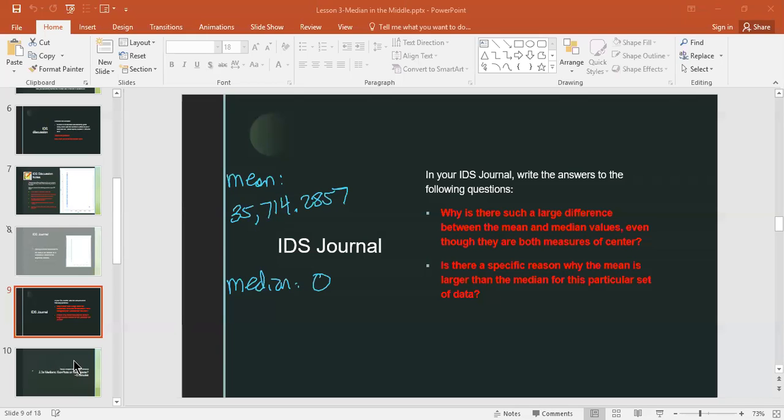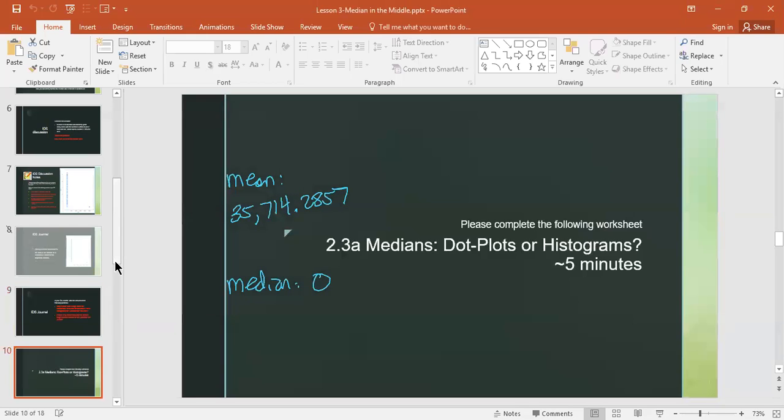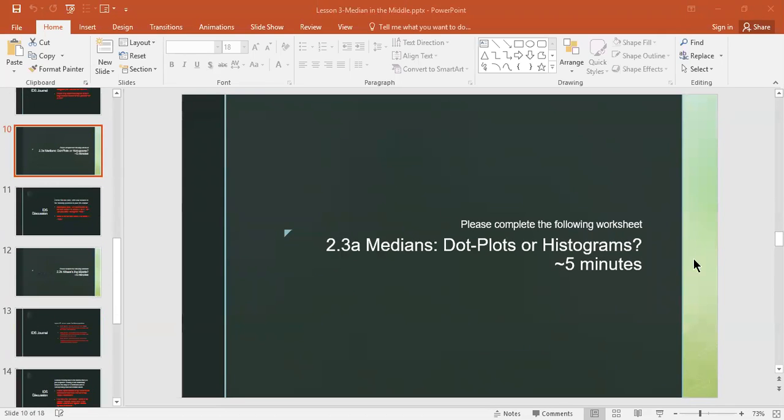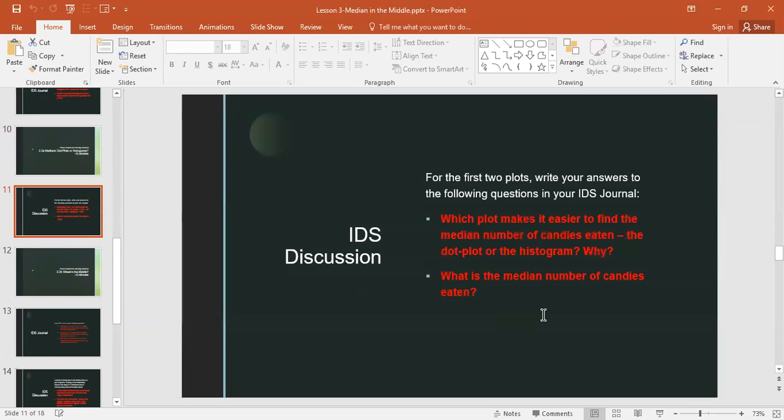I want to move on because I want to give you guys enough time to do what you need to do. Okay, so we're gonna do our 2.3a medians, dot plots, or histograms activity now. And I kid you not, I'm only giving you 5 minutes to complete this. You should already have it open. It's literally 2 questions on it. You're going to look at the dot plot and the histogram and answer those 2 questions. And those 2 questions are exactly these.